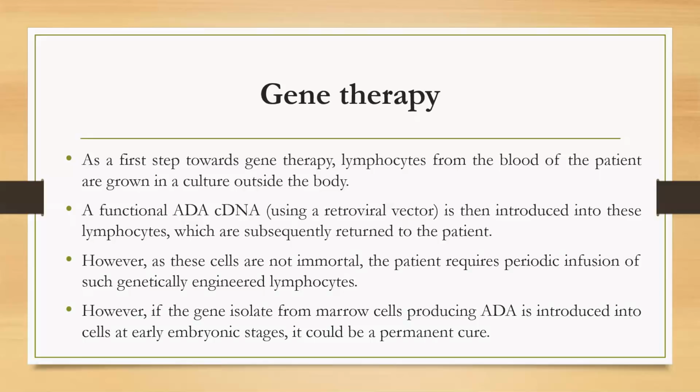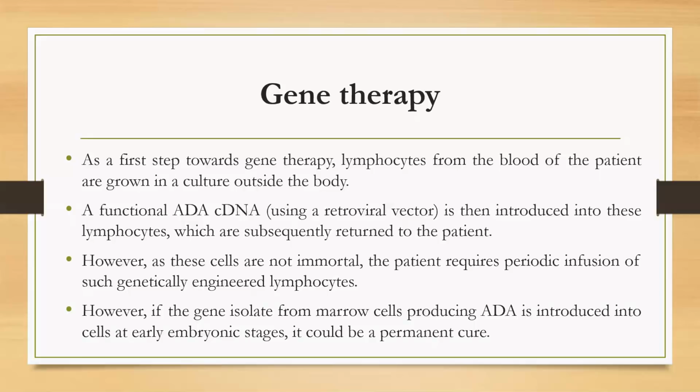However, if the gene isolated from marrow cells producing ADA is introduced into the cells at early embryonic stages, it could be a permanent cure. So based on this, there are two types of gene therapy. One is germline gene therapy, another one is somatic cell gene therapy. Somatic cell gene therapy is restricted to that particular patient. But if this treatment is done in the embryonic stage, the newly developed individual will contain the newly introduced healthy gene in all the body cells. So definitely it will be a permanent cure for that newborn individual.